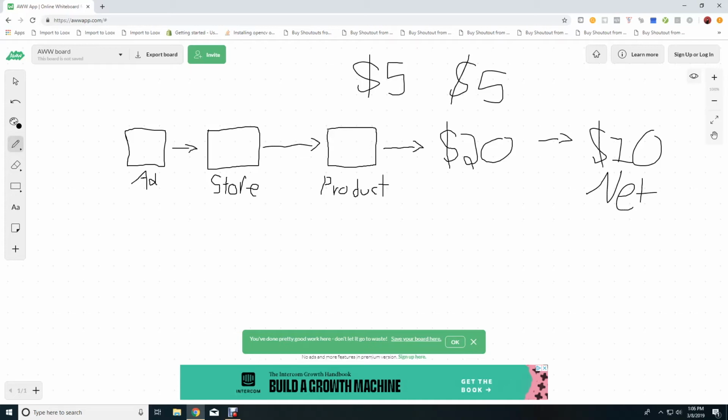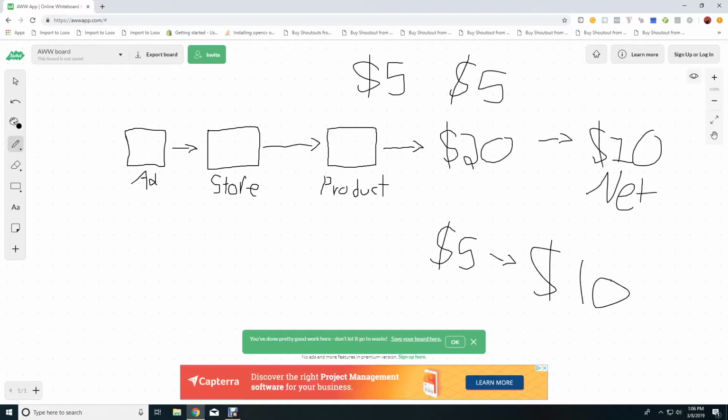So we run an ad. A potential customer goes to our store. They see products that they want in the store. It costs us $5 to fulfill that product and send it to them. It costs us $5 to actually get them there and to buy from us. So that's $20 revenue, and we net $10. So to break that down, we're putting $5 in and getting $10 back out. So for every single dollar that we put into this machine, we're getting $2 out.